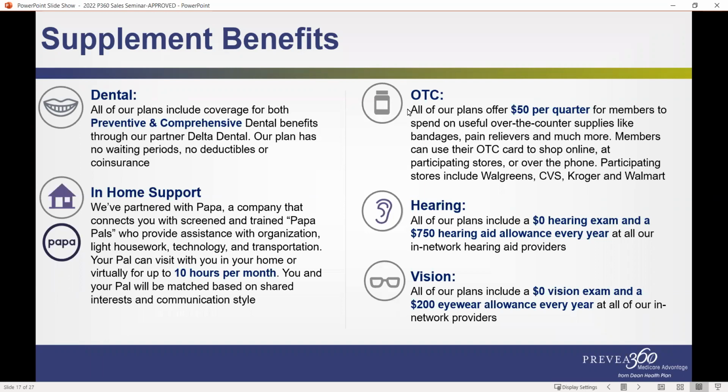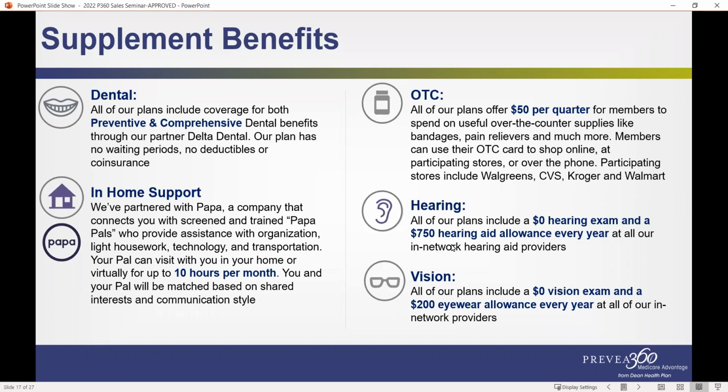As I mentioned before, all of our plans offer a $50 per quarter over-the-counter drug allowance, and you can use this on over-the-counter supplies like bandages, pain relievers, cold and flu medication, vitamins, and much more. You can use your OTC card to shop online at participating stores or over the phone. Participating stores include CVS, Kroger, Walmart, and Walgreens. And that $50 per quarter is a use it or lose it. So if you don't use the full 50 when the new quarter starts, it does just go back up to 50. The money does not stack.